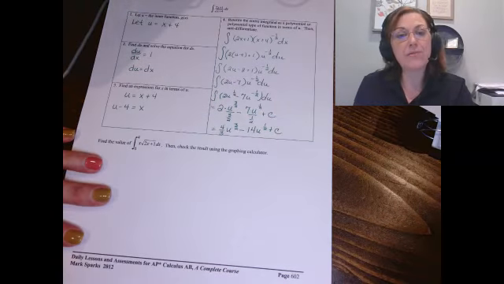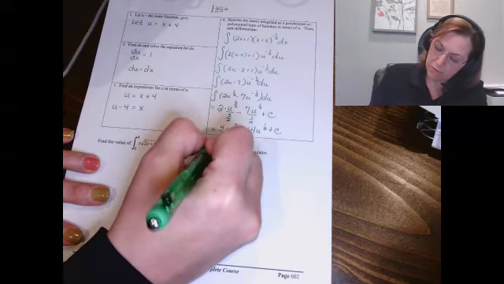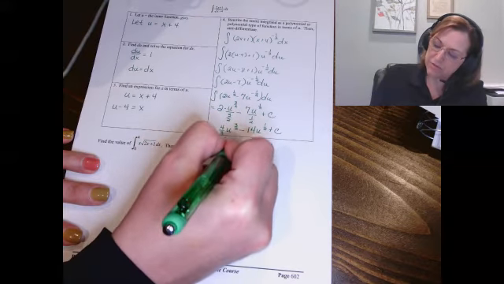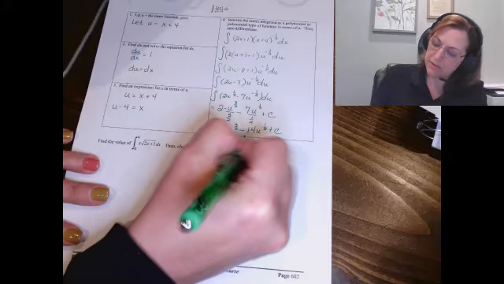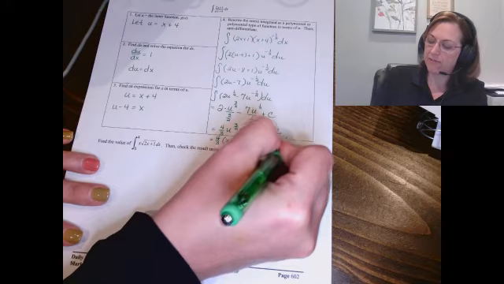And our last step, friends, then is to make sure we go back to x. So I've got 4/3 (x plus 4) to the 3/2 minus 14 (x plus 4) to the 1/2 plus c.